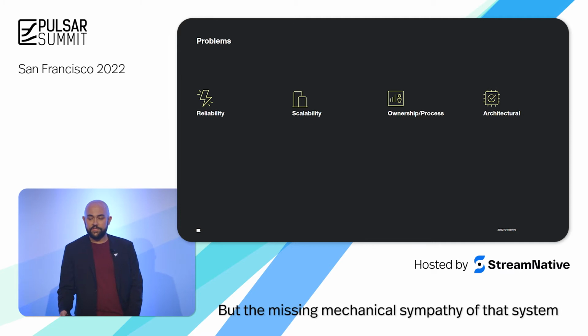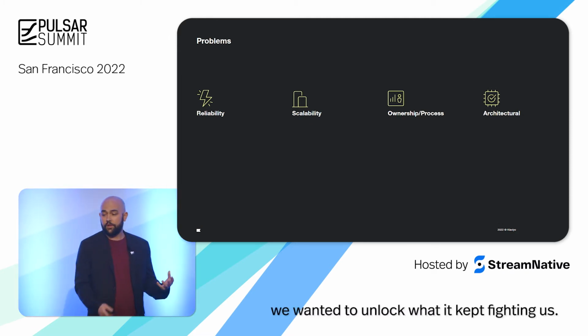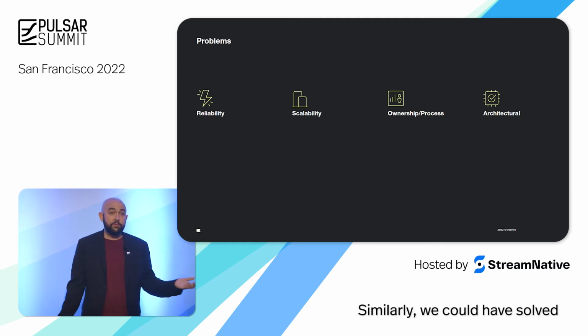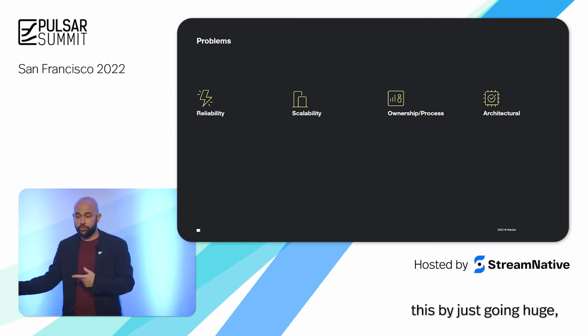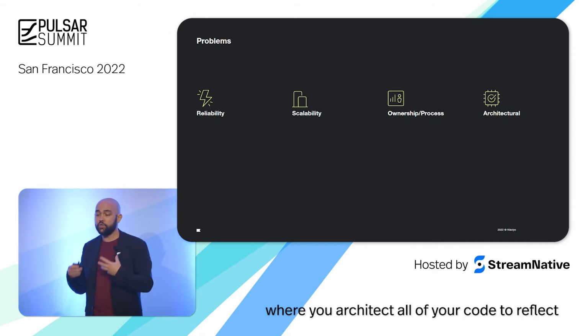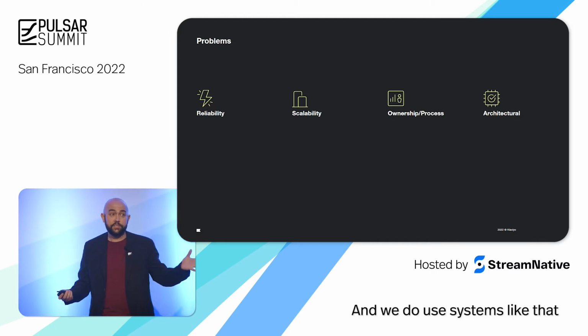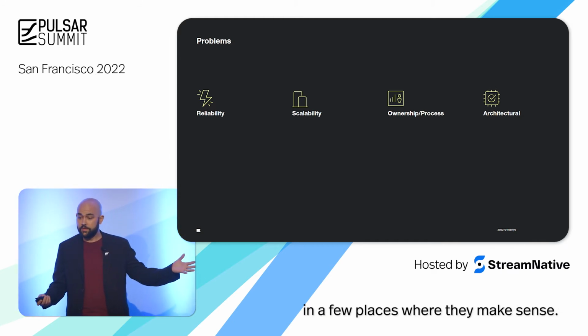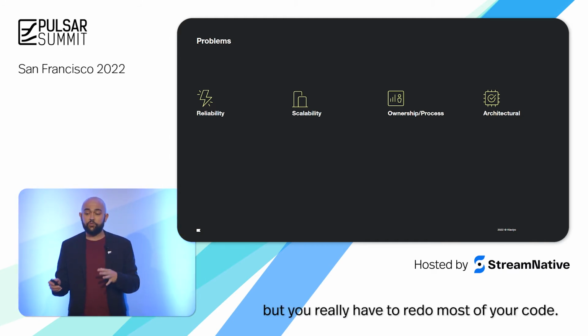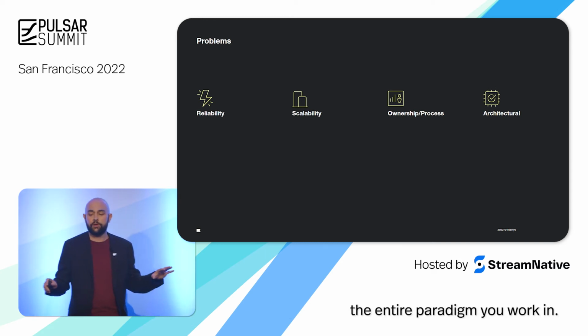But the missing mechanical sympathy of that system with how we wanted to write our code, those new capabilities we wanted to unlock, would have kept biting us. Similarly, we could have solved this by just going huge. Complete re-architecture, maybe a language switch with something like Flink, where you architect all of your code to reflect stateful data flows and structured side effects. And we do use systems like that in a few places where they make sense. Those are very powerful, but you really have to redo most of your code. It's not just changing how you ship data, it's changing the entire paradigm you work in.